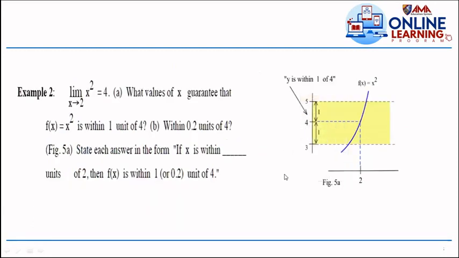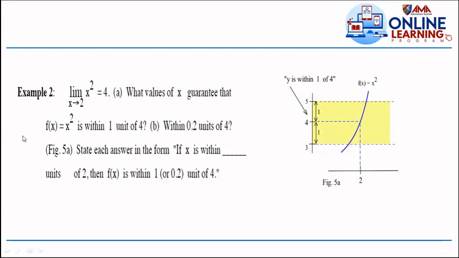Next, you have your second problem. The limit of x squared is equal to 4 as x approaches 2. So alam niyo na kung paano nakuha yung 4 dito. 2 squared, ito na siya. If we're going to substitute, 2 squared is equal to 4. So ngayon, ganun gagawin natin?